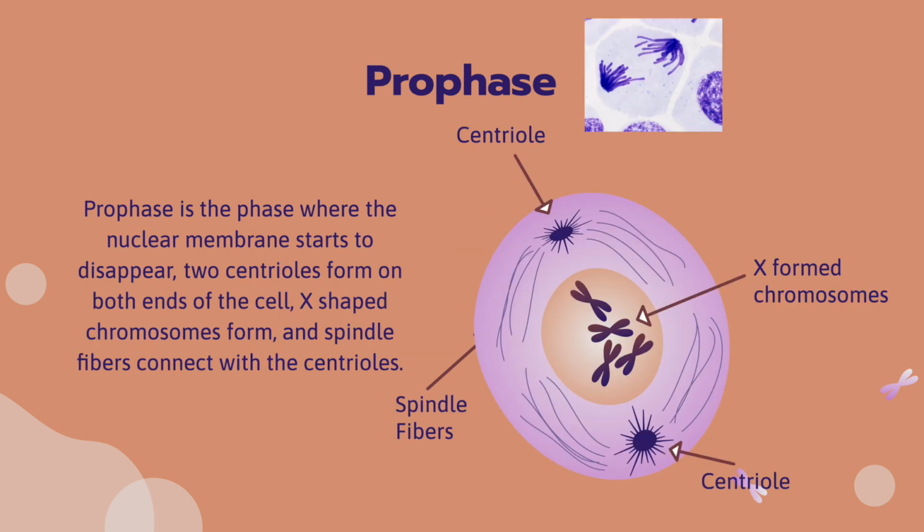Prophase. Prophase is the phase where the nuclear membrane starts to disappear and the two centrioles form on both ends of the cell, and X-shaped chromosomes also form, while spindle fibers connect with the centrioles. Here are the two centrioles. Here's the X-formed chromosomes, and here are the spindle fibers.